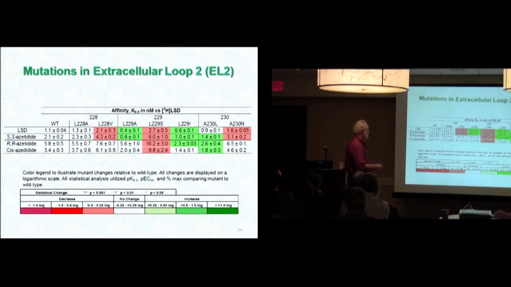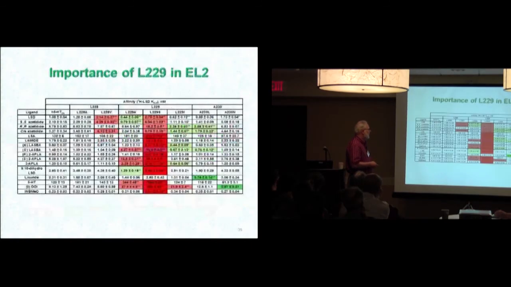Whereas with the RR, we see a different profile. With the CIS, there's a different profile. So this is confirmation that, in terms of the way it binds to the receptor, the SS-azetidine was affected in the same way by these mutations. We actually think that this leucine 229 is a critical residue, not only in this receptor, but in many GPCRs. There's a big hydrophobic residue at the corresponding position, and people have started to look at that, but we think that's important for the activity of lysergamides.